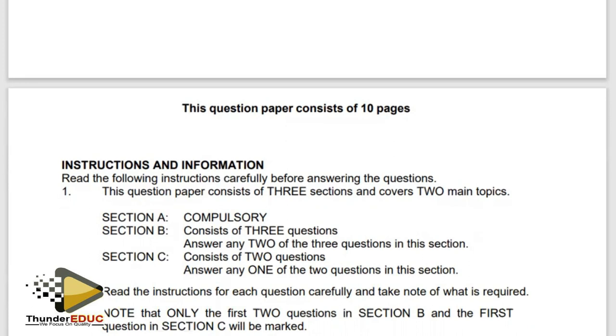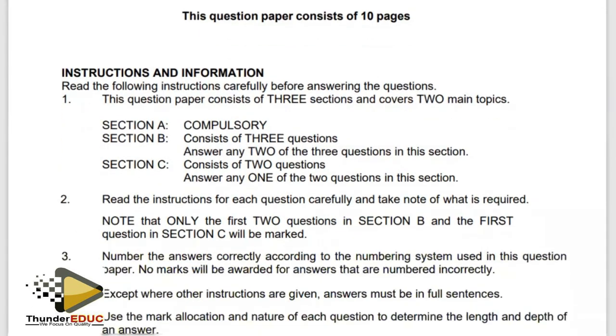Section A is of 30 marks, and section B is of 80 marks. If it is 40-40, that is 110. Then plus section C, you are given three questions. You are supposed to choose one question from section C and see this.